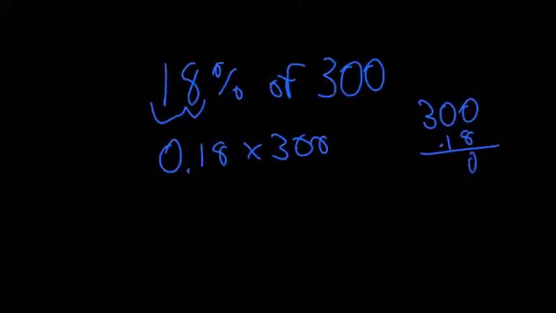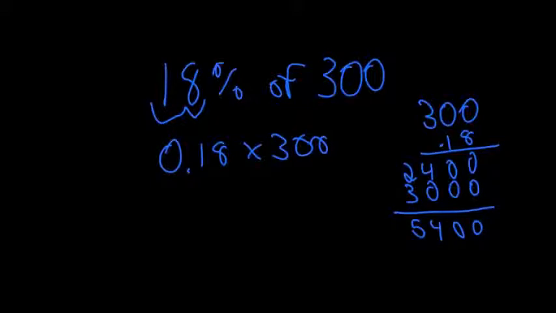So 8 times 0 is 0, 8 times 0 is 0, 8 times 3 is 24. 0 placeholder, 1 times 0 is 0, 1 times 0 is 0, 1 times 3 is 3. So I have 0, 0, 4, and 5. I have two digits behind the decimal in my problem, so I need 2 in my answer. So I get a final answer of 54. So 18% of 300 is 54.